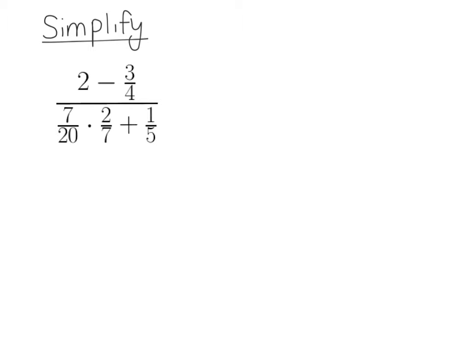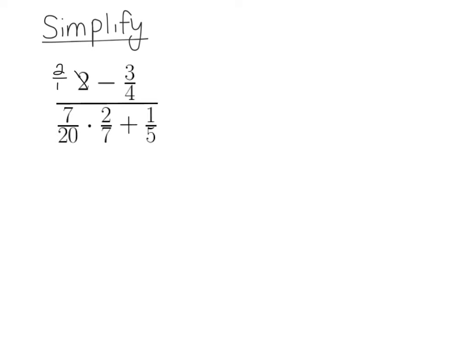In this example, we're going to simplify the following complex fraction. Let's begin inside of our numerator. Looking at the number 2 here, recall that 2 can be thought of as a rational number. 2 is 2 over 1.